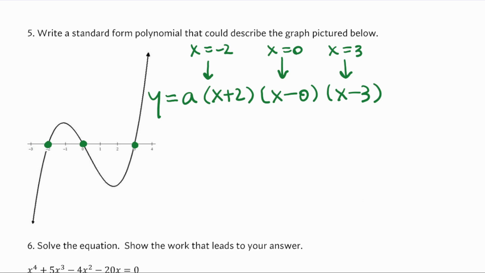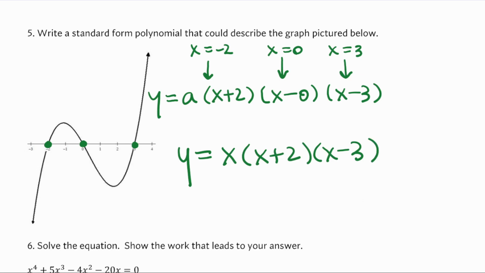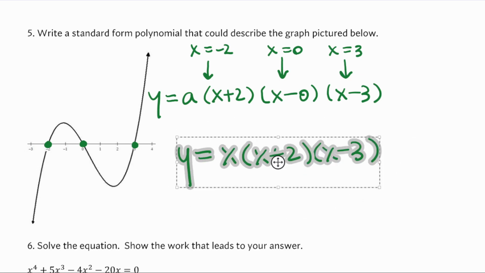Now, for us, it can be anything we want. You can choose any number. It just needs to be positive, right, because of the end behavior. So I'm just going to choose positive 1, and I'm going to say y equals x minus 0, we can just write that as x, times x plus 2 times x minus 3. And I'm realizing now they said standard form, so I'm going to need to do a little bit more work. I thought I was done.